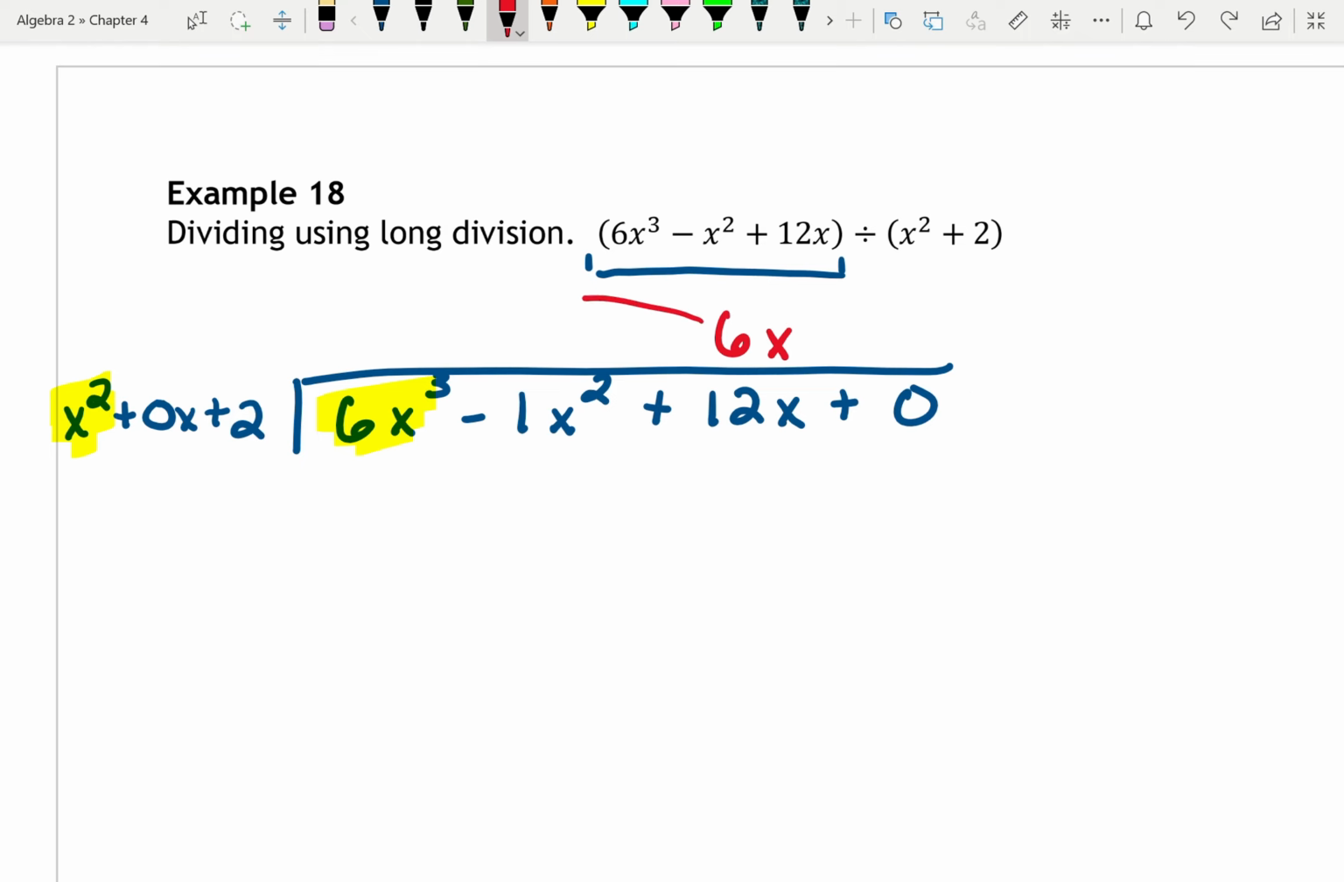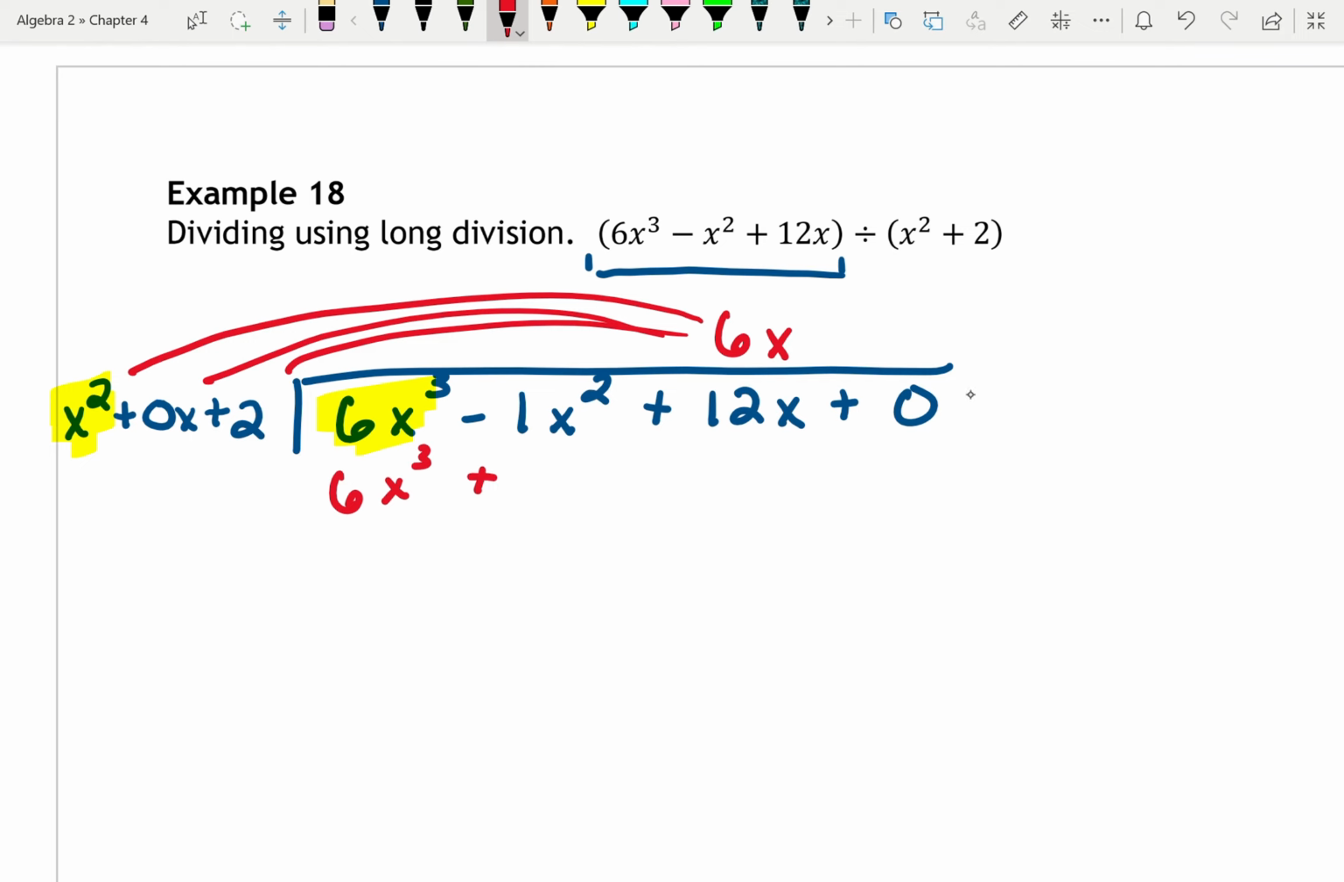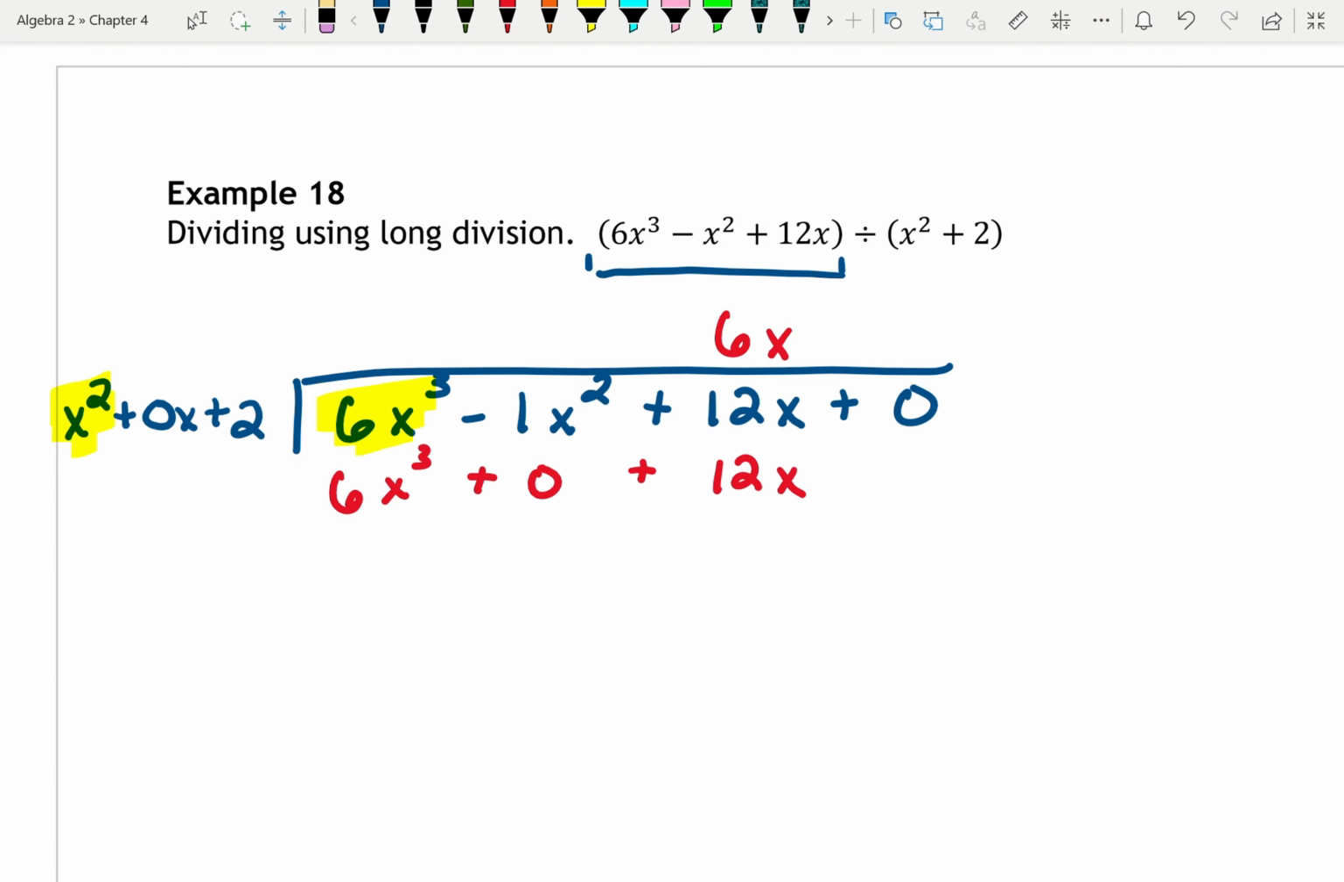Now I'm going to take my 6x and I'm going to distribute to all three pieces here. That's going to give me 6x cubed plus 6x times 0x gives me 0. 6x times 2 gives me 12x. Now I'm going to subtract that off. That gives me 0 minus 1x squared plus 0.